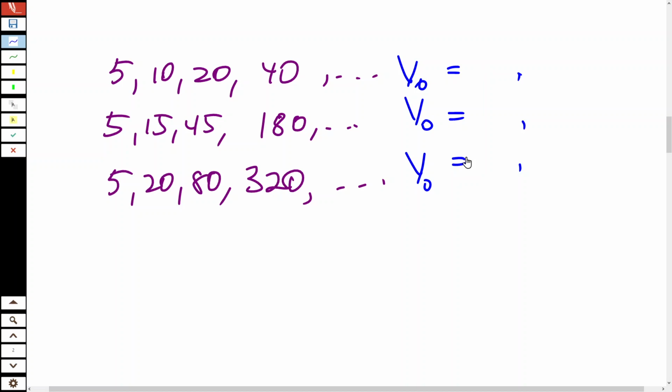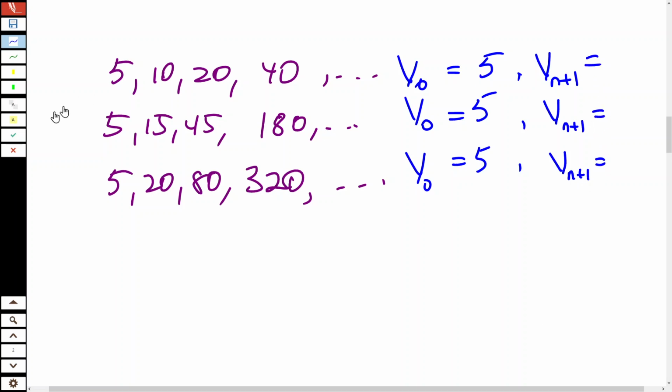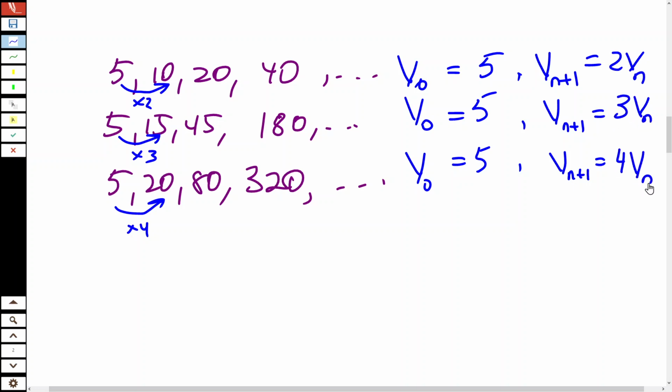What is the first number in each sequence? 5. Okay, so V0 is 5 in every single case. Now the number that goes in front of Vn in a geometric sequence is the number that you need to multiply by to get to the next term. So here, what number are we multiplying by? 3. 4. So it's 2 Vn for the first one, 3 Vn for the second one, 4 Vn for the third one. We're really just finding out what's multiplied by. Yep, and that's the number that goes in front of Vn.